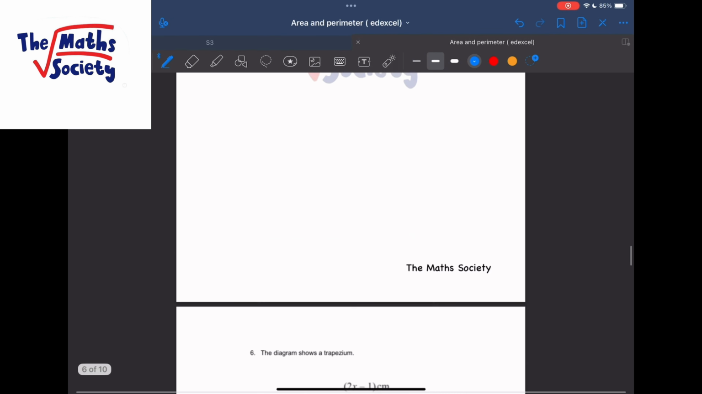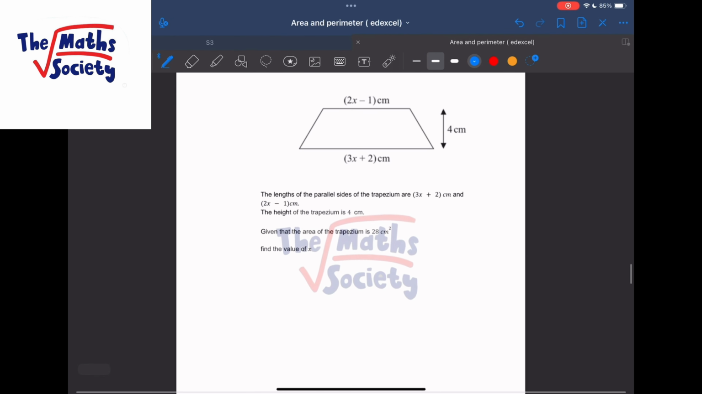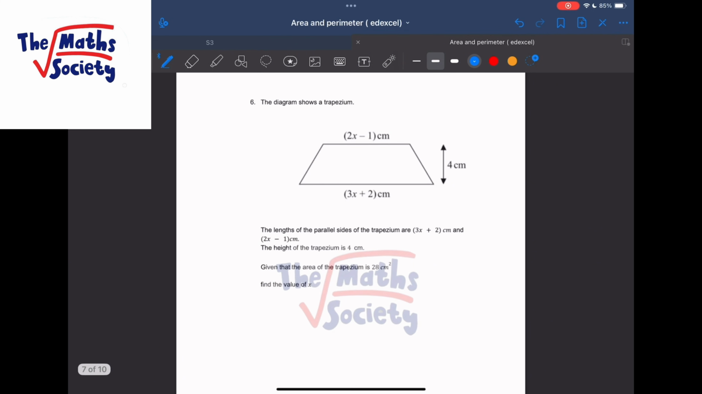Question number 6 says that the diagram shows a trapezium. The lengths of the parallel sides of the trapezium are given as 3x plus 2 and 2x minus 1.